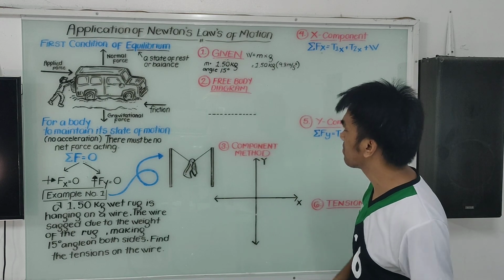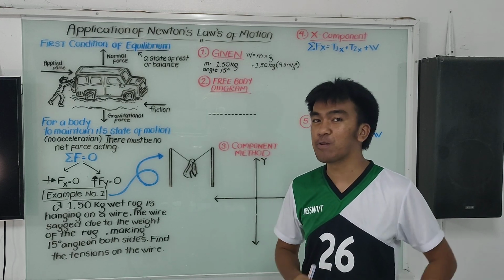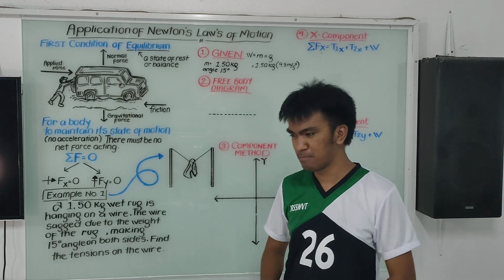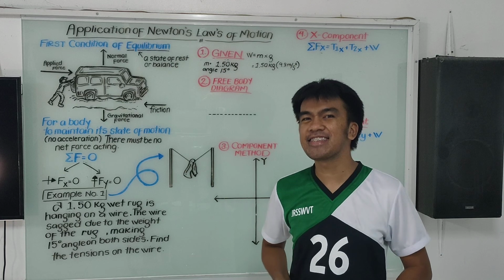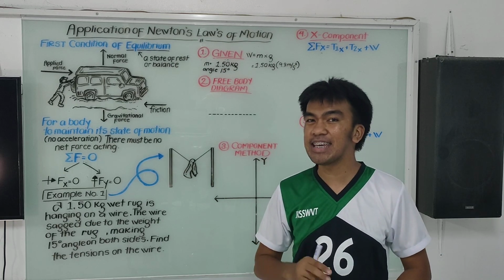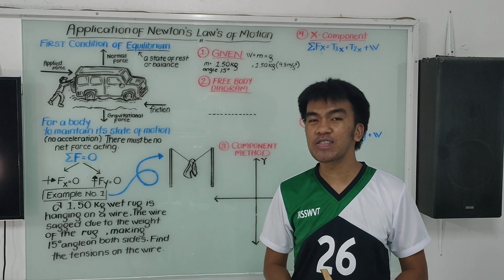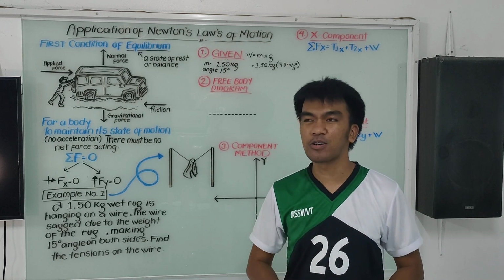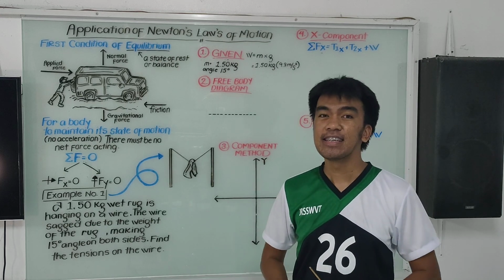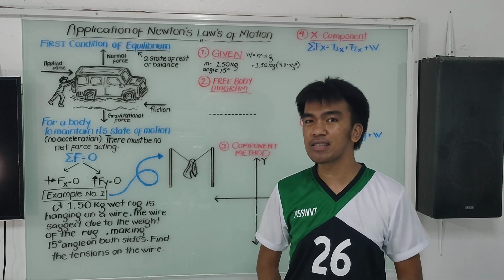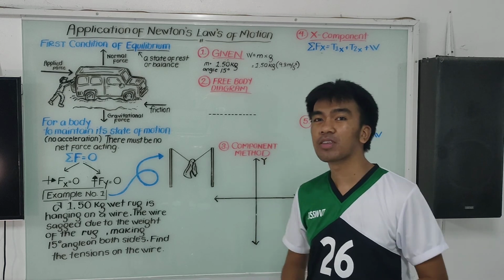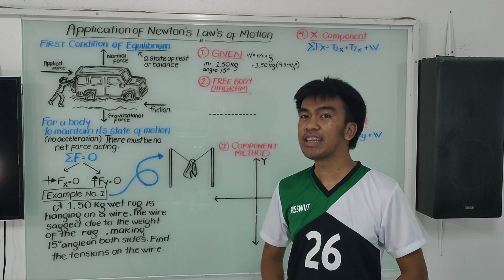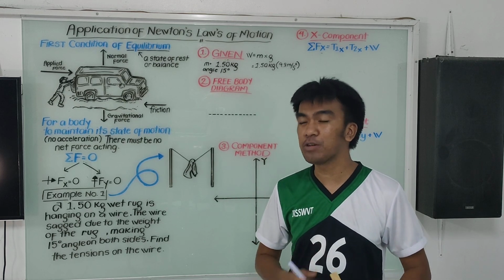Today, we're going to talk about application of Newton's laws of motion. Here, we'll discuss the first condition of equilibrium. When engineers design and build structures, they apply Newton's laws of motion. Most large structures, such as buildings, skyscrapers, and bridges, should not move, tilt, or rotate under ordinary conditions. In other words, they should remain in static equilibrium.